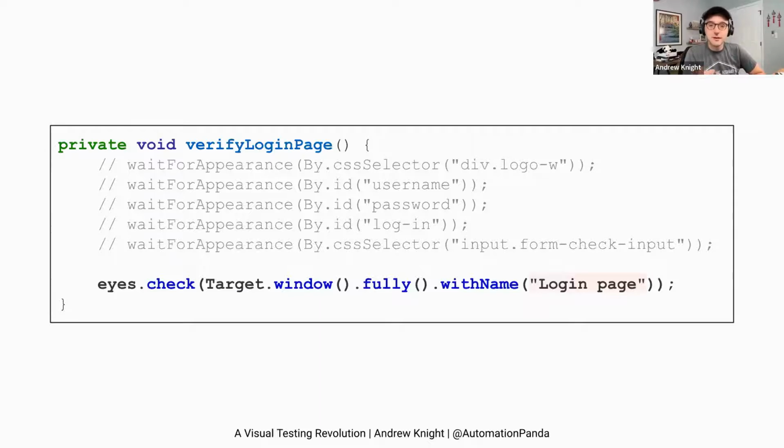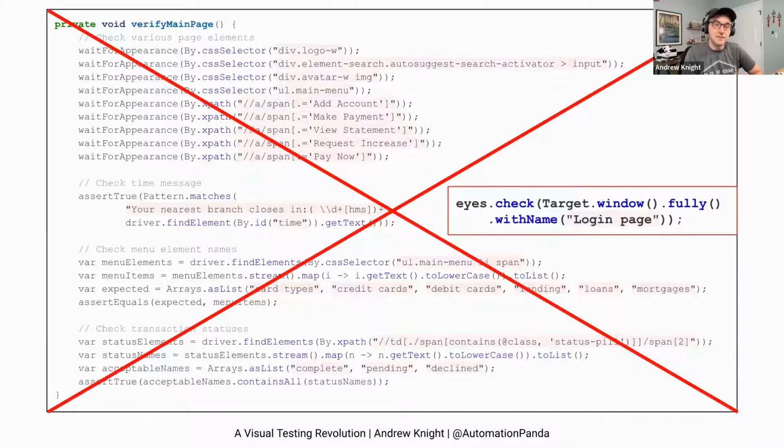The interaction methods can remain unchanged because we're still logging in, clicking, and all that. But we need to update the verification methods. We can completely replace our traditional assertions with this one-line snapshot call. Look at it here. 5 lines, reducing to 1 eyes check. And that eyes check is going to cover everything on the page. Much nicer. The impact on that verify main page step is far greater. One visual snapshot eliminates the need for several lines of complicated assertions.